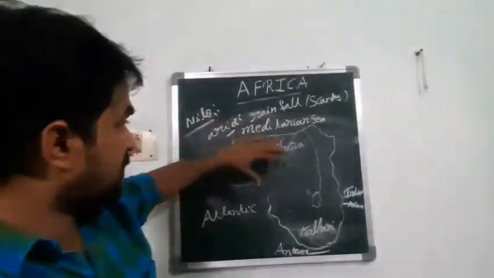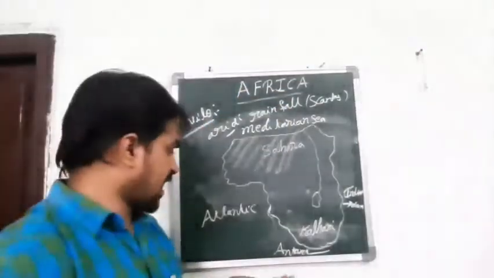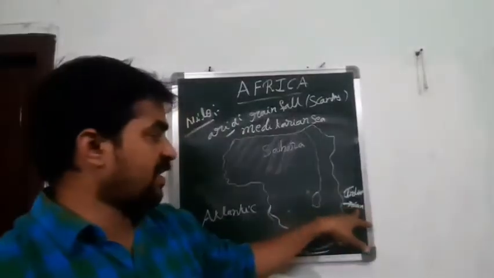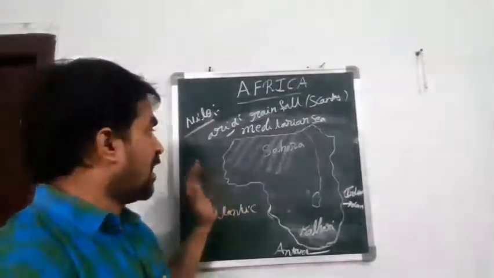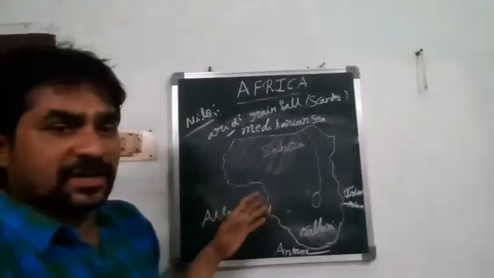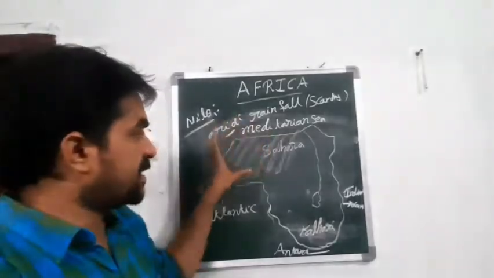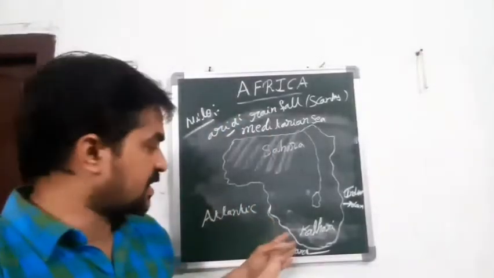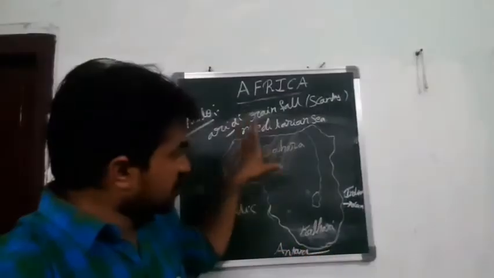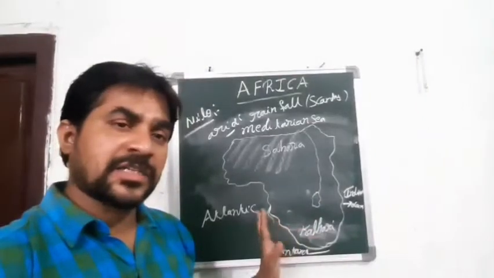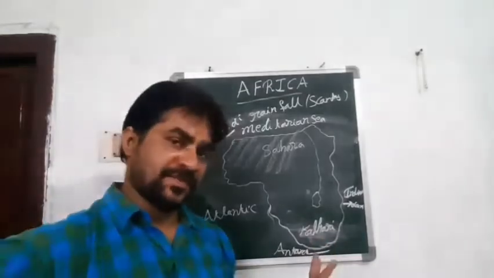See properly. The northern side of Africa has the Mediterranean Sea. The southern side of Africa has the Antarctic. The eastern side of Africa has the Indian Ocean. The western side of Africa has the Atlantic Ocean. And if you observe the physical structure of Africa, northern Africa is covered with the Sahara Desert, and southern Africa is covered with the Kalahari Desert. So north and south both have desert conditions. Desert conditions means the rainfall is very low.